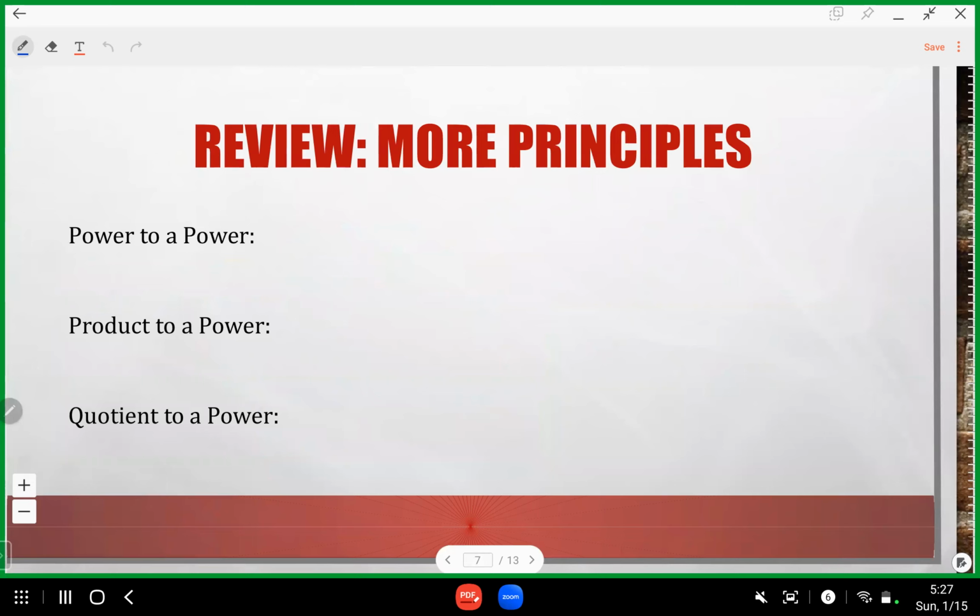I'm going to have a couple people help me with this. Actually, no, everybody can just type in the chat, okay? When you have a power to a power, for example, a to the n, all of that to the m, what is the result? How would you simplify this? Just type your answers in the chat.